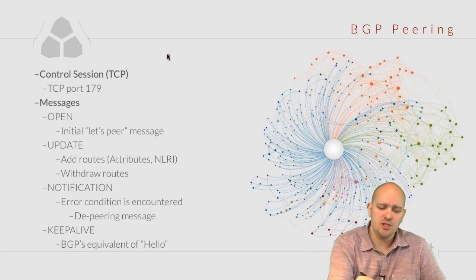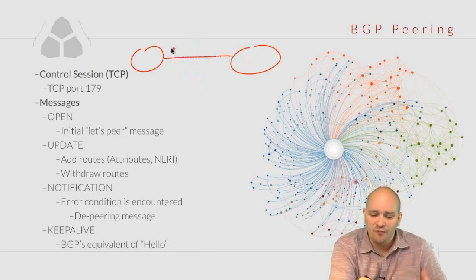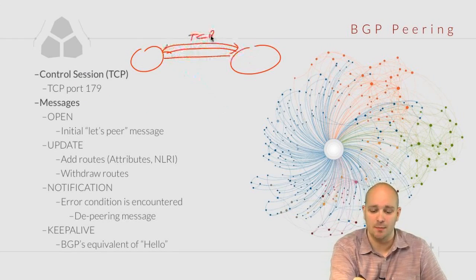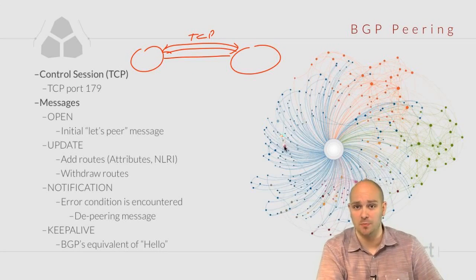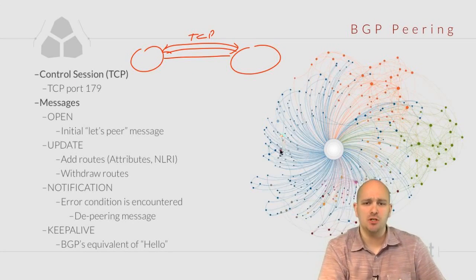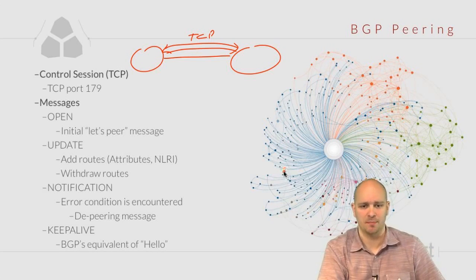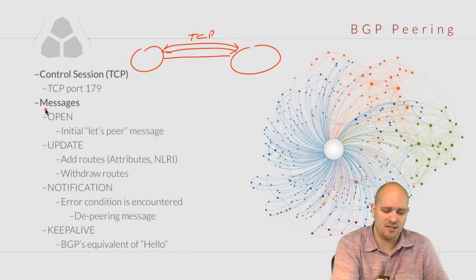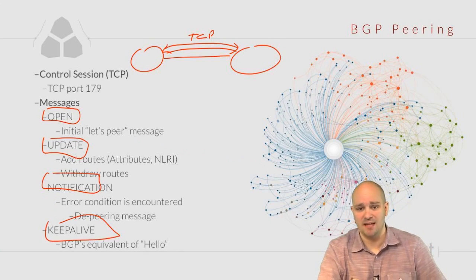When BGP neighbors are configured, and let's say that we want to establish the BGP peering session between two of our neighbors, the first thing that needs to happen is this TCP session needs to be established. Once the TCP, or the transport session, the control session as BGP calls it, has been established, BGP is going to start exchanging BGP messages to form an actual application relationship. BGP uses 4 messages: open, update, notification, and keepalive messages.